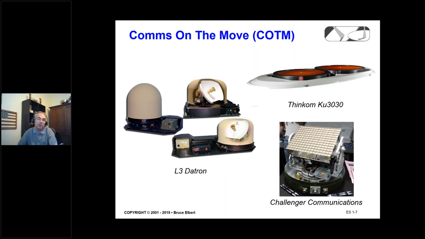But if you really want to go flat, then you need to use a phased array. This is a mechanically steered phased array, but it is a phased array. That is, the beam can go off in any angle, even as the aircraft flies whatever path and whatever orientation that it has to.